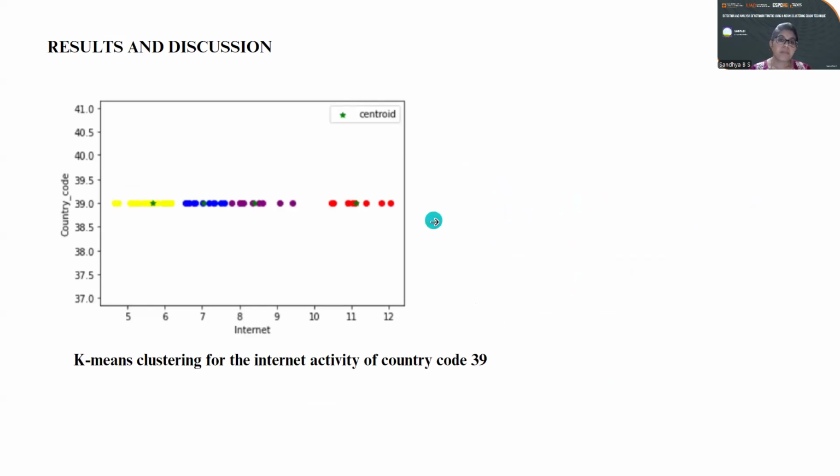So for one particular country code, when the results are analyzed, we can see the traffic clusters formed. The yellow color indicates the low traffic, blue and purple indicate the moderate traffic, whereas the red indicates the high traffic. So for one particular country code, we are able to observe all the types of traffic activities, that is both high and low traffic activities.